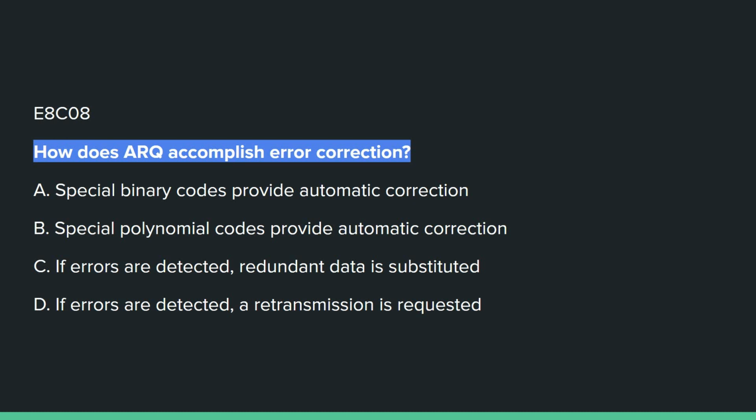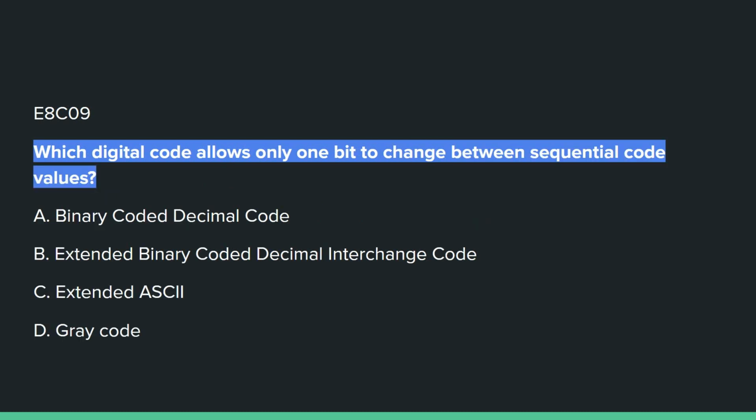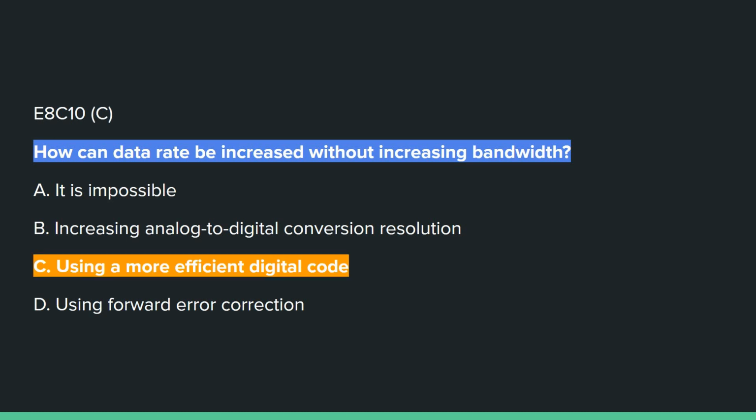E8C08, how does ARQ accomplish error correction? D, if errors are detected, a retransmission is requested. E8C09, which digital code allows only one bit to change between sequential code values? D, gray code. E8C10, how can data be increased without increasing bandwidth? C, using a more efficient digital code.